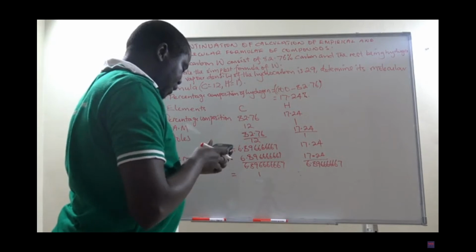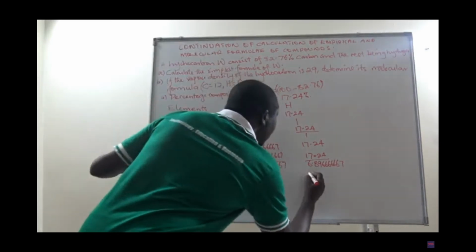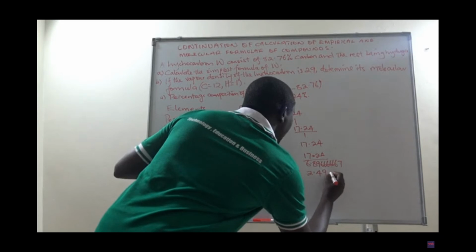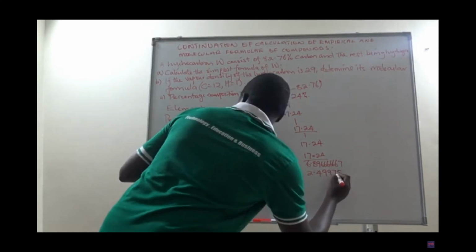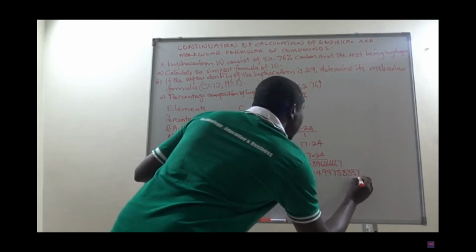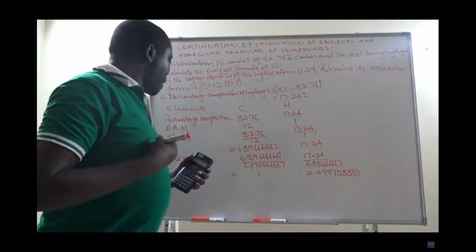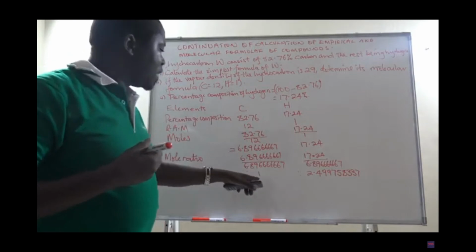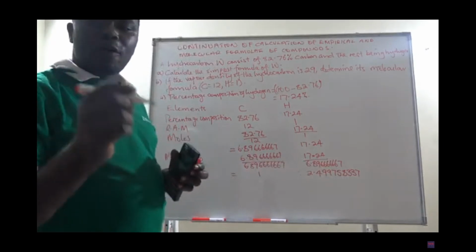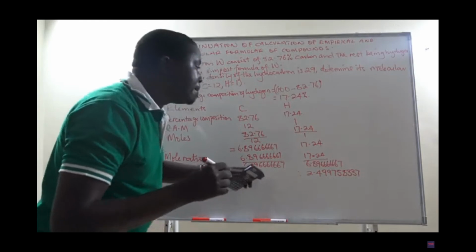So it is 17.24, we divide by that. And here we have got 2.499758337. Now we have an issue here. We have reached a point whereby our mole ratio is having a whole number and then a decimal number. At this point, you can now round off to one decimal place, that is if and only if we have got the mole ratio.